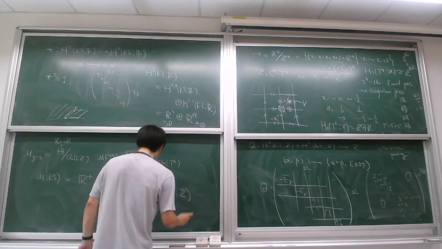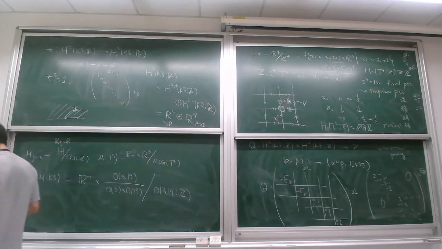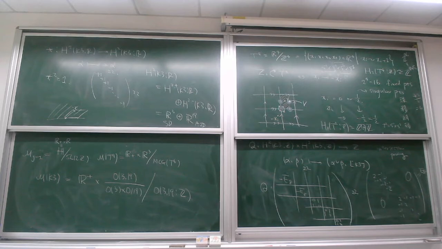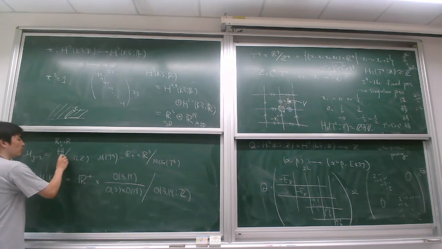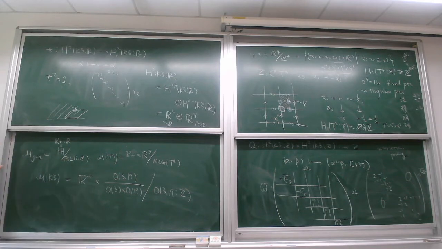So that's indeed the modular space of the K3 surface. Yes, for the torus case, the MCG should be PSL. Yeah, you're right. Actually, this is more precisely PSL. Thank you very much.